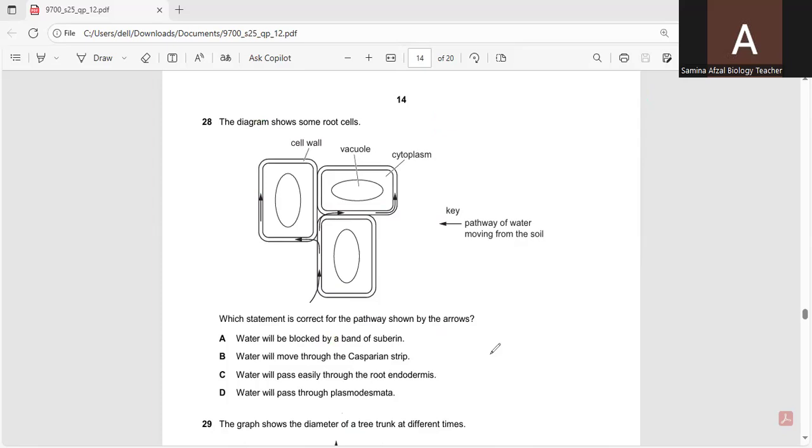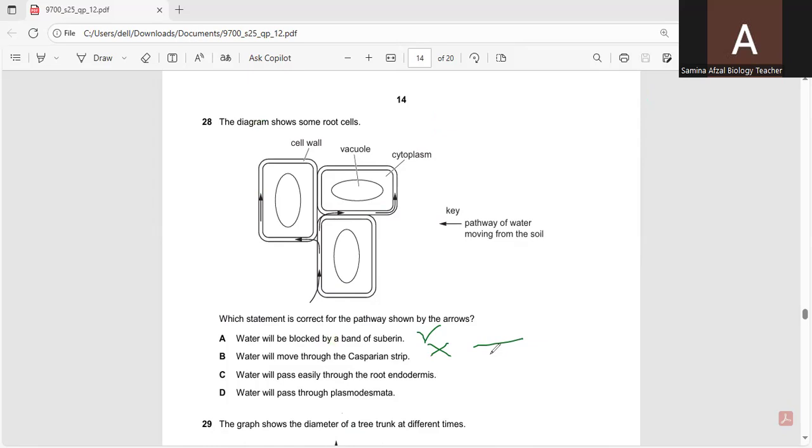So water will be blocked by a band of suberin. Yes, this is the correct answer. Then, water will move through the Casparian strip? Water will not move through the Casparian strip. It will move through the cells, because the Casparian strip is a waxy waterproof band which will block the water movement, forcing it into the cells rather than allowing it to move between them. So they will adopt another way.